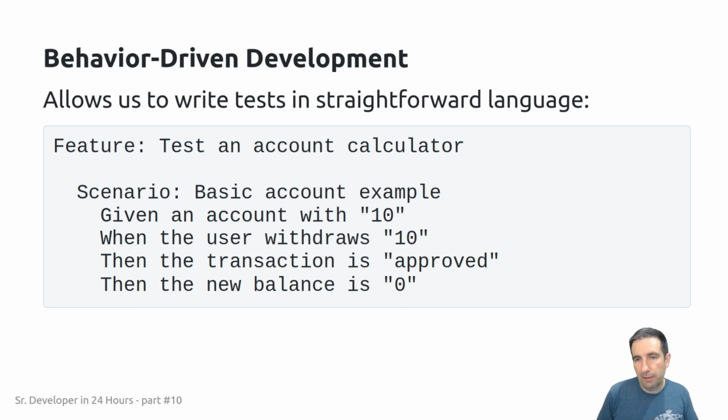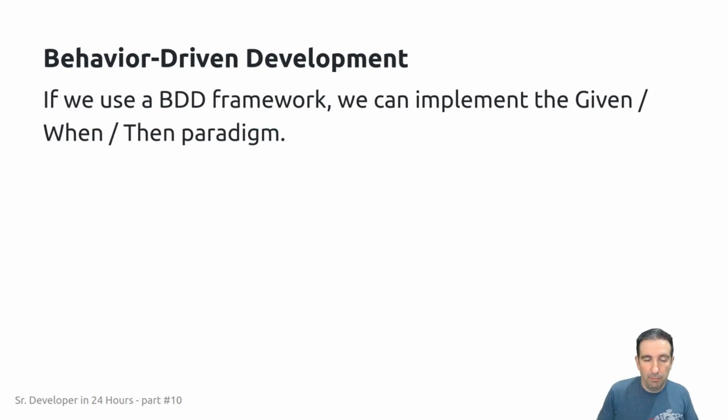So in here, for example, we can describe a scenario where we're testing an account calculator. We have one particular scenario: when we start an account with 10, the user withdraws 10, the transaction is approved, the new balance is 10. So, one thing that becomes evident here, going back to some of the first things we were talking about, is that we're basically implementing the given, when, then paradigm. So, we're following the same setup, execution, and then we're checking our assertions, but we're using more natural language.